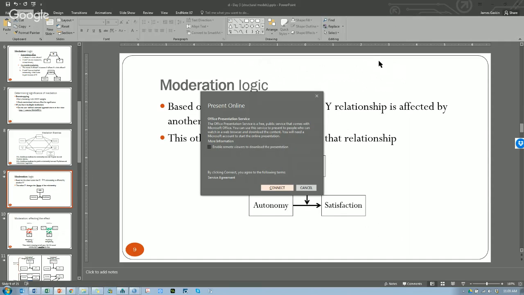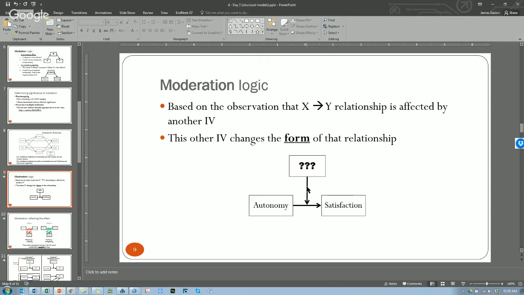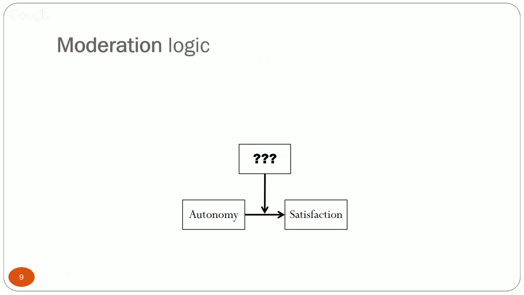There we go. Moderation logic. So the effect from one variable onto another is changed because of some moderator. In this case, autonomy affects job satisfaction. And under what circumstances might that relationship be strengthened or dampened? What do you think might be a good moderator for this? Autonomy affecting job satisfaction. Is it different for some type of people? Is it different for some people with certain characteristics or under certain environmental conditions? Age. So as age increases, will that strengthen the positive effect of autonomy on satisfaction or decrease it?